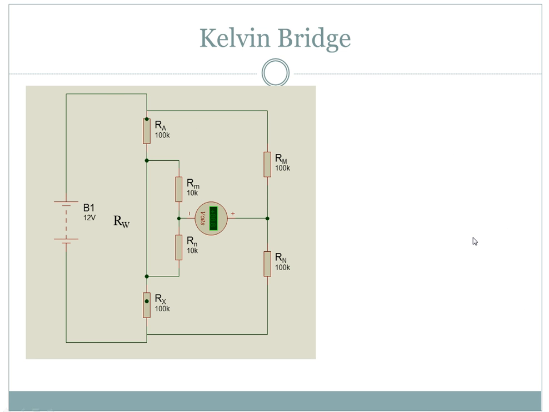So what Kelvin did was he put in another two resistors that were a fraction of these values here, and when we do this analysis, the wire here I'm going to consider as a small resistor, RW. And we will look at that in another video.